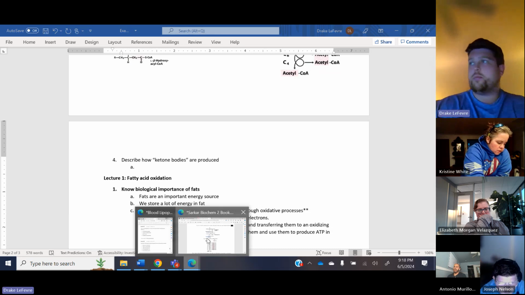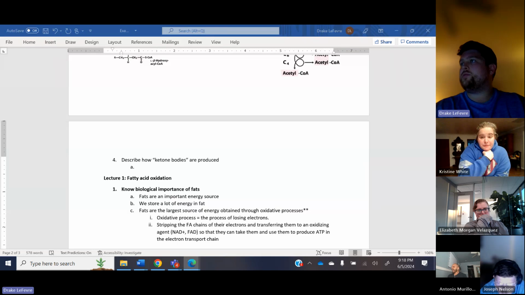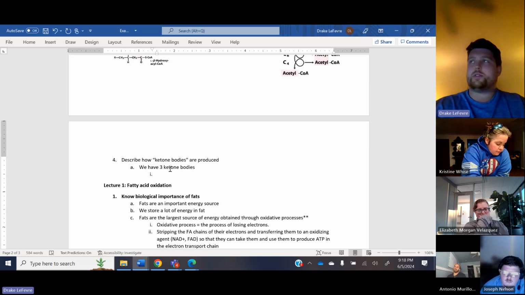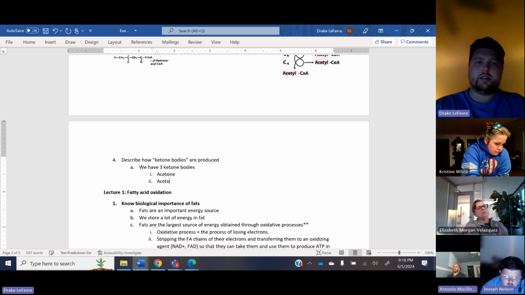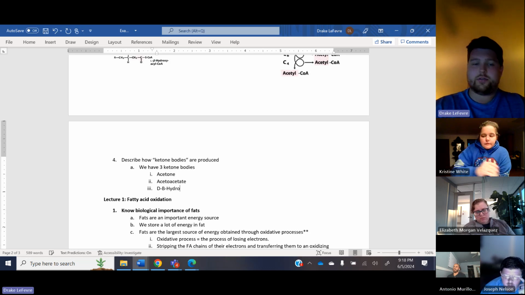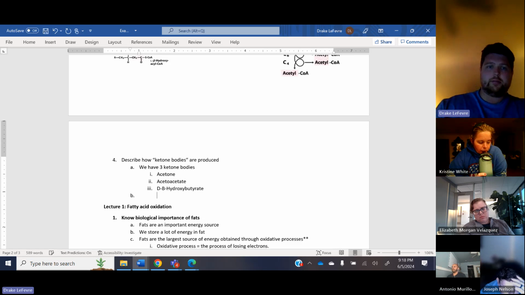Describe how ketone bodies are produced. Let's find that in our notes. First of all, we have 3 ketone bodies, right? What are those? Do you remember what those are? Acetone, acetoacetate, and beta-hydroxybutyrate. Good.